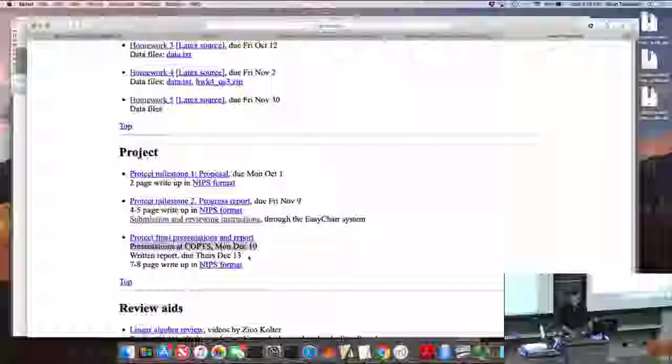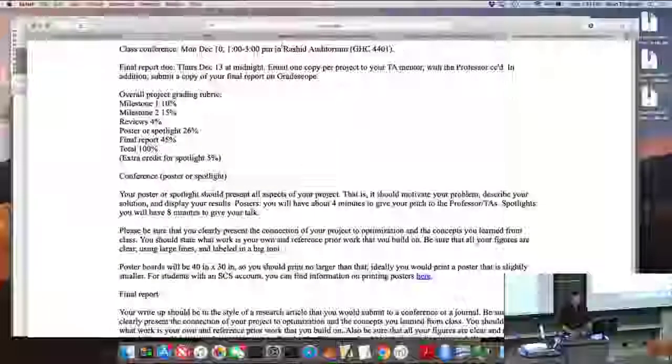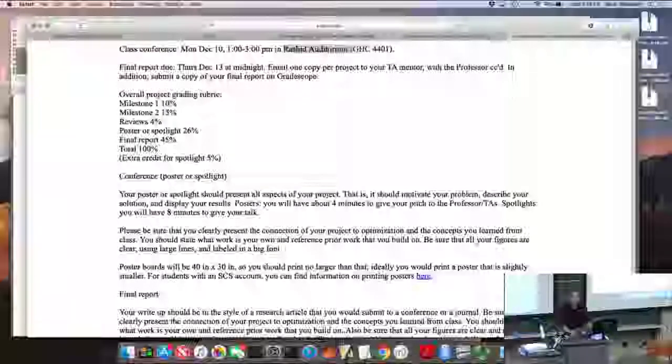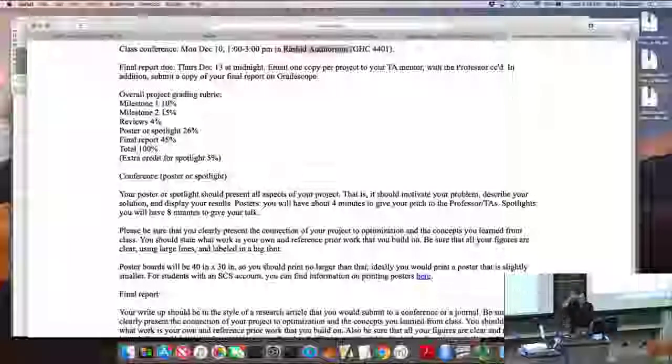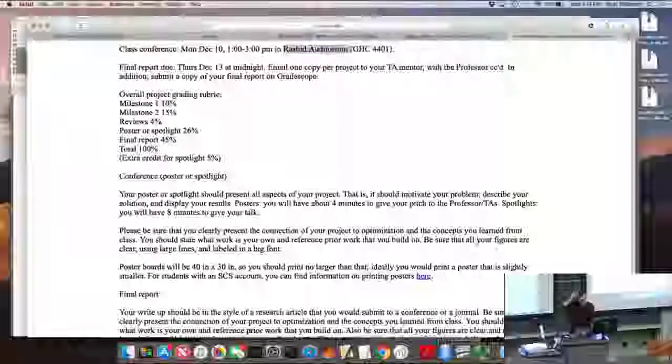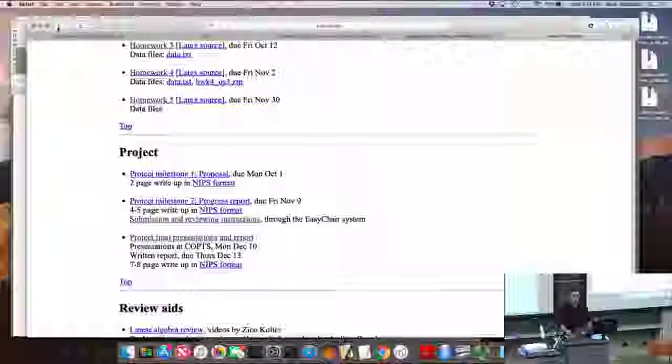Okay, and then the final report's due on Thursday, which is a few days after that. Any questions before we jump in today? No, it's in Rashid Auditorium. I think that should be written down here. That's the big conference, the big classroom on the 4th floor of Gates. And we'll use probably a combination of inside Rashid on the stairwells and the walls, and outside Rashid for the posters. Any other questions?